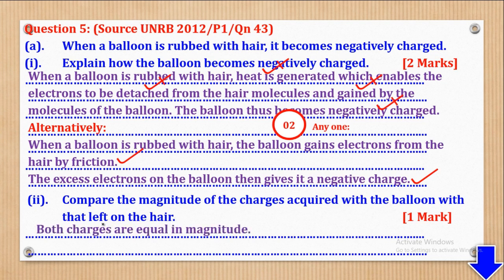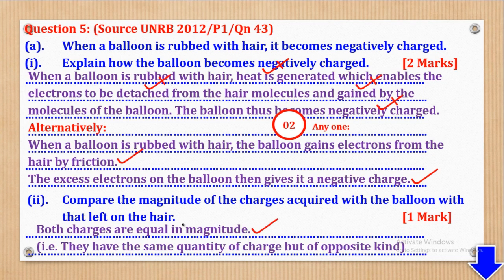So here shows that both charges are equal in magnitude. Remember, they should be equal and opposite, but they told us to compare the magnitude only, so we shall just say both charges are equal in magnitude. And if you write that, you'll be able to get yourself full marks.